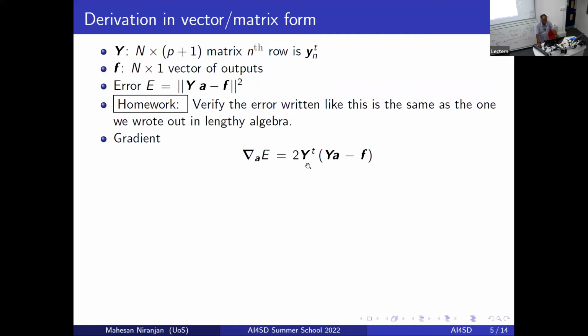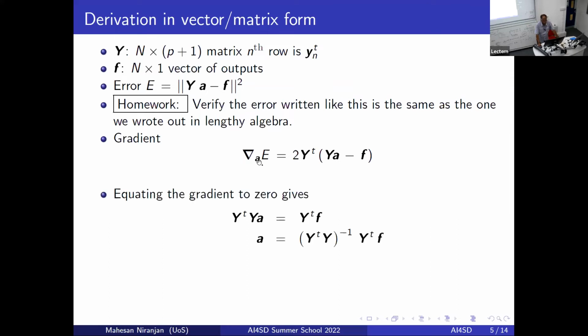And then what do I do? I've computed the gradient, and I go and equate that to 0. So Y transpose YA sits here. Y transpose F goes to the other side of the equation. And I can compute the inverse of Y transpose Y, multiply by Y transpose F. I have got an answer for A.